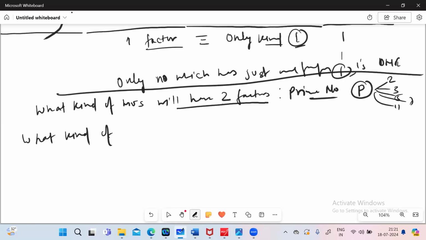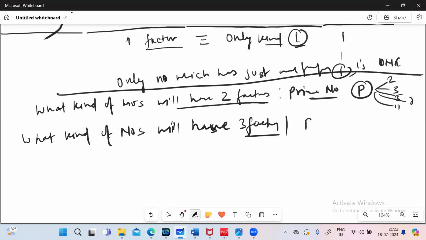What kind of numbers? I'm talking about kind. Matlab, how you can represent, how you can visualize that number which has three factors. Tell me. What kind of numbers will have three factors? Multiple of two prime numbers, or not multiple of two prime numbers?